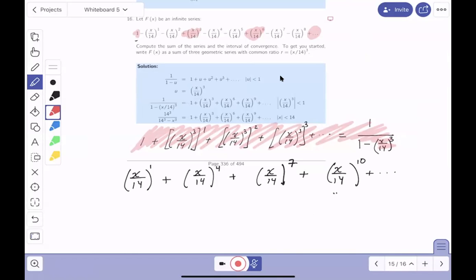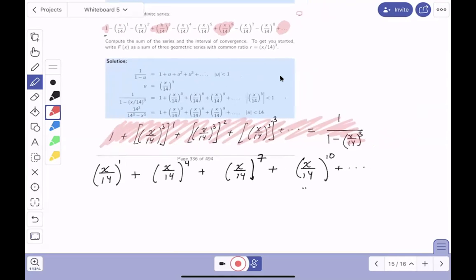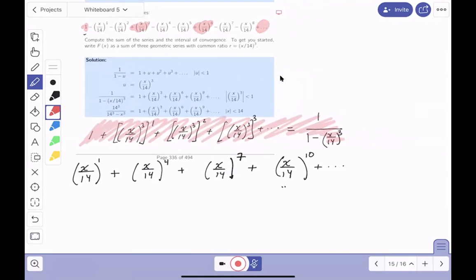Let me try it. I'm going to try again. I'm going to write them both down this time. So, oh, I erased something, didn't I? Oh, no, I didn't. Let me erase this over here, though. Oops.